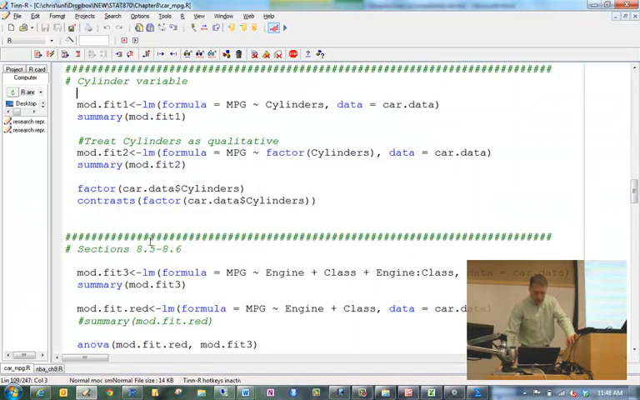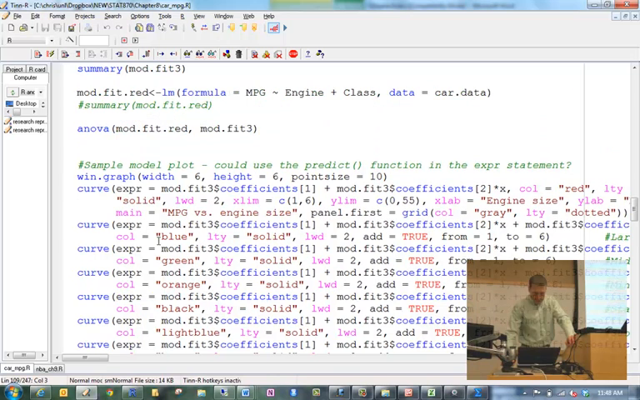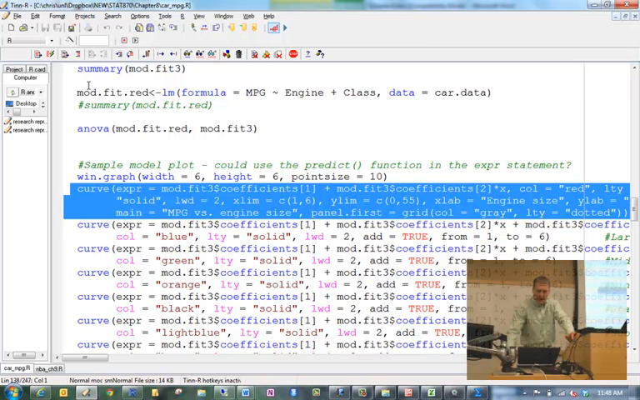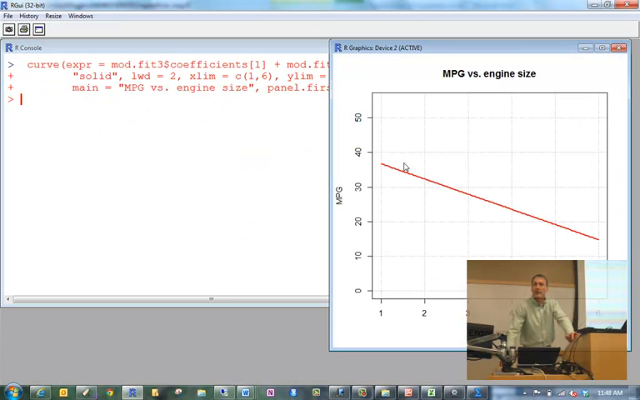Go over here to 10. Okay, first what I want to do is do the graph for compact. I use the curve function to plot the model. Curve equal, my expression is equal to B0 plus B1 times X, and that's it. Put a nice little color, put line type, put some labels on my plot, and there's my model for compact cars only.